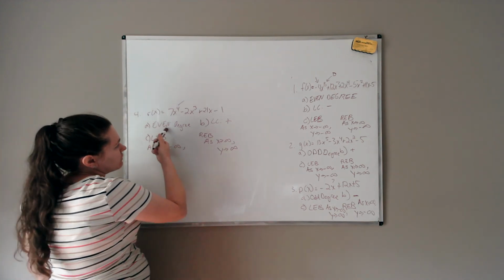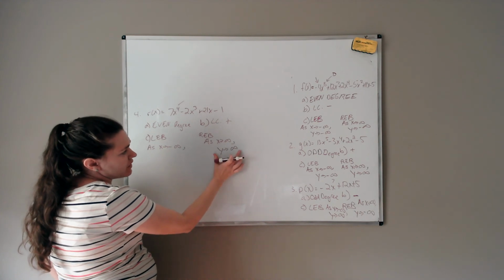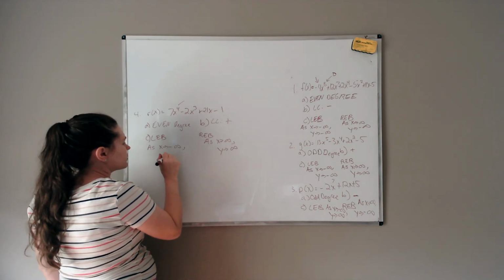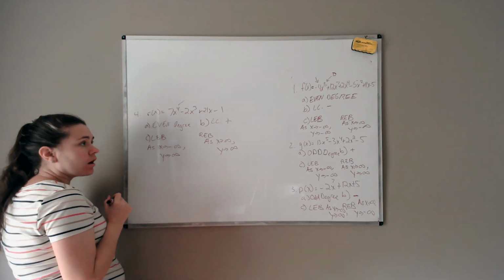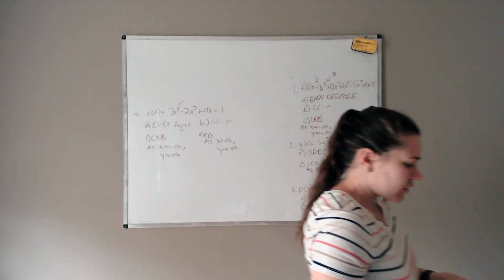We just said that the even degree means they go in the same direction. So if the output is going up on the right, the output has to be going up on the left end as well. Okay, so that is it for end behavior of polynomial functions.